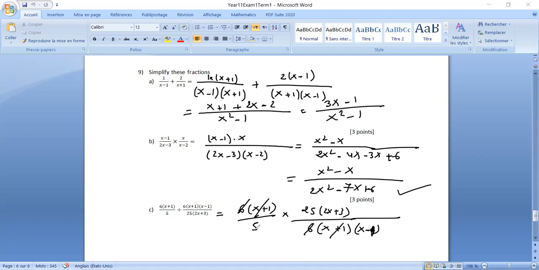Simplifying these together, I divide this by 5, so 1, and 25 divided by 5 is 5. So the final answer will be 5 times 2x plus 3 divided by x minus 1. I can even expand the upper part, so it would be 10x plus 15 divided by x minus 1. So this is the final answer that you need to have. Now let's simplify the last expression.